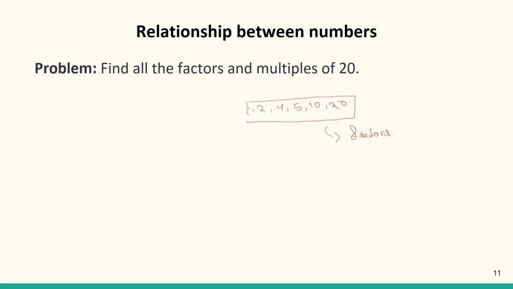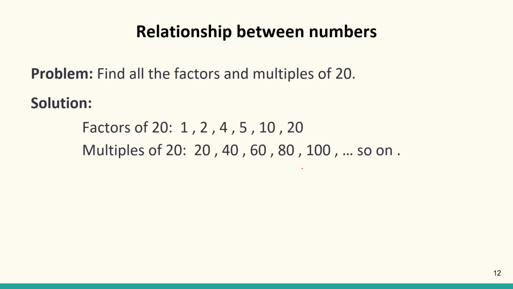Okay. So let's find out the multiples of 20. What we do is multiply 1 with it. So 20 into 1, 20 into 2, 20 into 3, and the list goes on. What it will become eventually is 20, 40, 60 and so on. So here is the answer, right? These are the only factors and the multiple series is something like this.